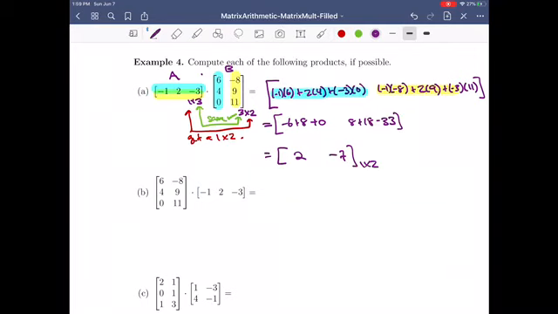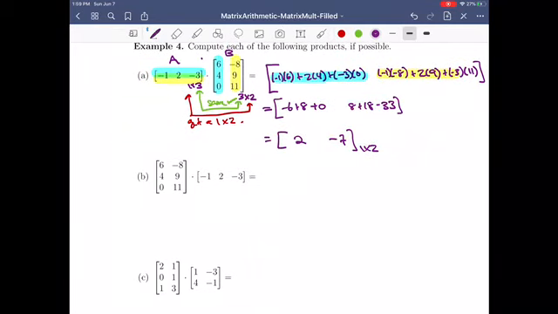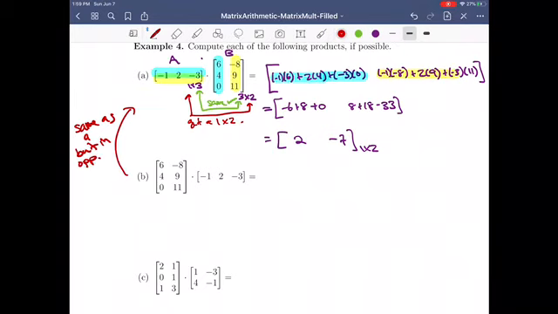Okay, let's try another one. Now notice this is the same as A, but in the opposite order. So I wonder if that's going to make a difference. So again, let's first think of the size. The first one we already said was a 3 by 2, and the A matrix, so now what I'm doing is B times A. The A matrix is a 1 by 3, and notice that these inner sizes, they do not match.